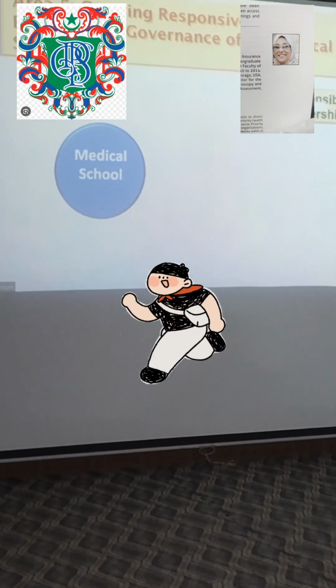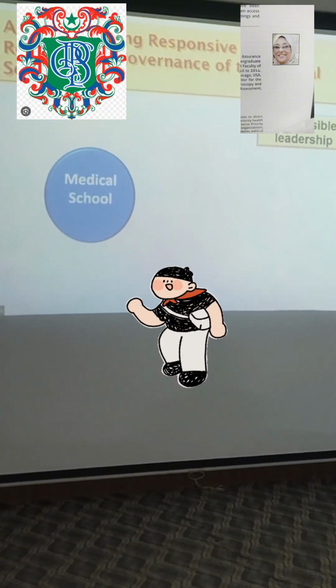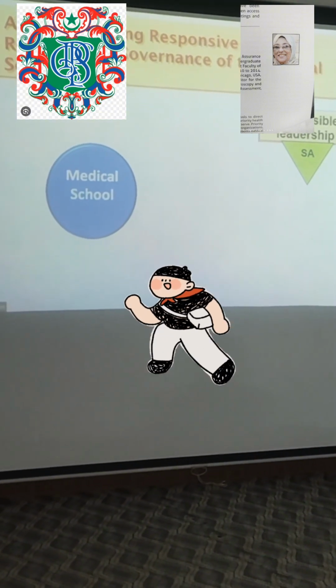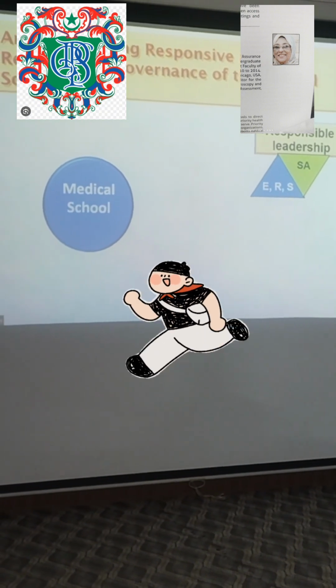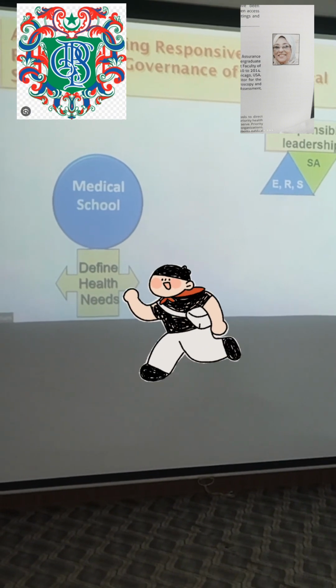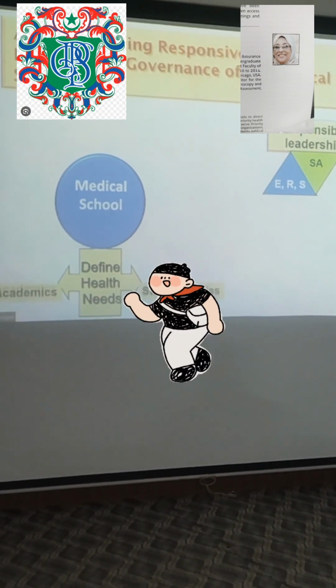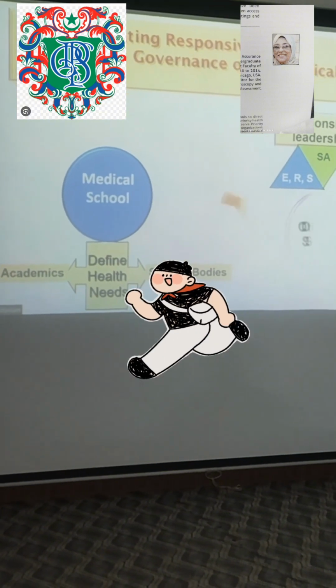Area 5 is to create responsive and responsible governance of a medical school. How do we do that? The medical school should have a responsible leadership which can integrate social accountability concepts in the education, research, and services. The medical school should define the health needs in collaboration with the student bodies and the academics. All of them should share.